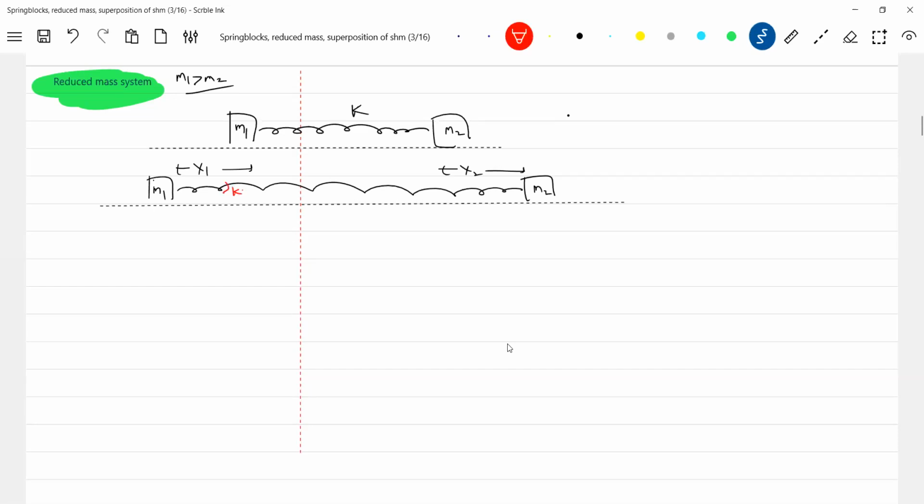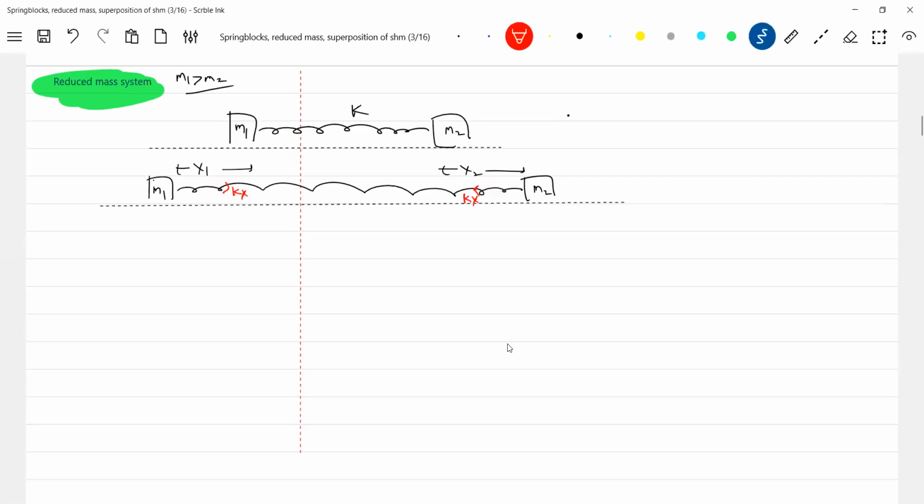Kx, not kx1. The elongation of the spring and the displacement of both ends will be different. But what is the elongation? x1 plus x2 is the elongation. I think you cannot write kx1, kx2. Am I right? It should be kx and kx only, because the same spring force will act at both ends, but the displacement of the blocks will be different here.